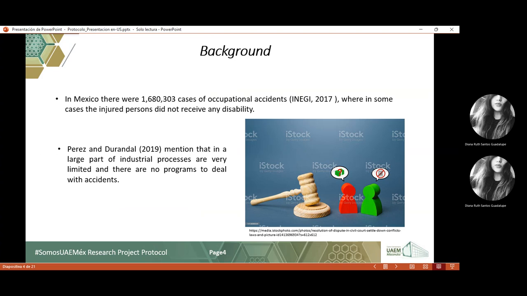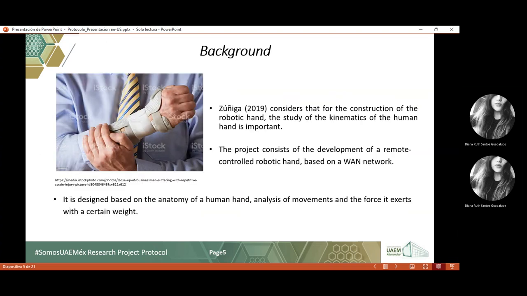As antecedents, it is considered that in Mexico there were cases of occupational accidents where, in some cases, the injured persons did not receive any disability. Pérez and Durandal mentioned that a large part of the industrial processes are very limited and there are no programs to deal with accidents. Zúñiga considered that for the construction of the robot hand, the study of the kinematics of the human hand is important. The project consists of the development of a remotely controlled robot hand based on a WAN network.